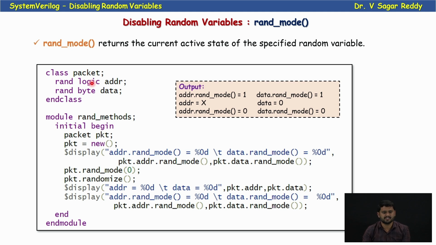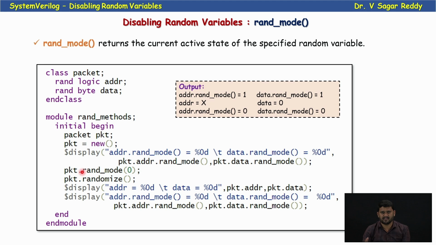Now x is a normal state variable, so address is x whereas data is 0 because it is a byte type. Then later I'll return the mode of active state of those random variables, it returns 0 because all random variables in the object are disabled by using pkt.randomize. By which we understand how to disable or enable a particular random variable, or all random variables in the given object. Now we can enable it once again by using packet dot address dot rand mode and 1.